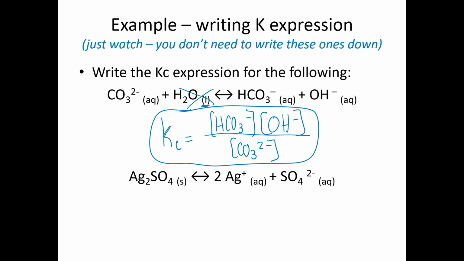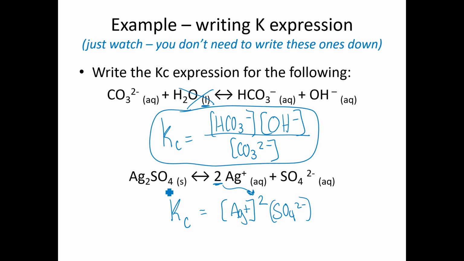All right, now let's write it for the second one. So down here, again, we're going to write a K expression. It's a Kc expression, so we're going to use the brackets to represent concentration. So our products are silver ions, but in this case, it's got a coefficient of 2. So what that means is I'm going to square the concentration of silver. So the coefficient becomes the exponent in these K expressions. And then sulfate over here, and these are both aqueous, so they get included in the K expression.